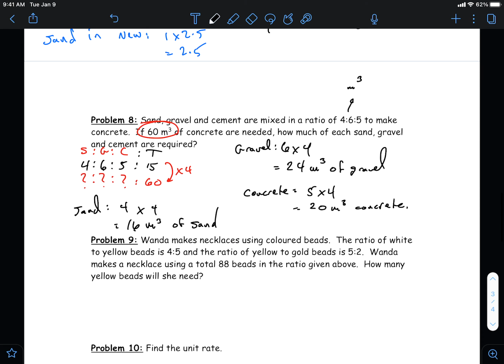But we could also represent this question by asking, what percentage? If I was looking at sand, I could go 4 divided by 15, the total amount. Get a decimal number, which would be 0.2667. I could take 0.2667 and multiply it by the new total of 60. That should also equal 16. And you could do this process for all 3 of them, and it would work. Whichever one works for you.